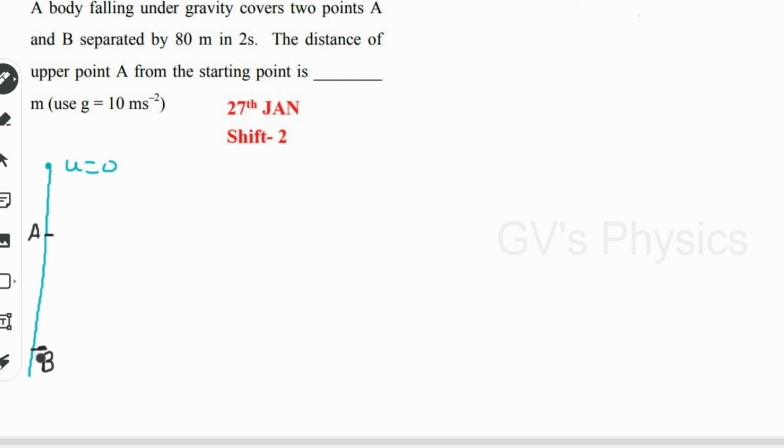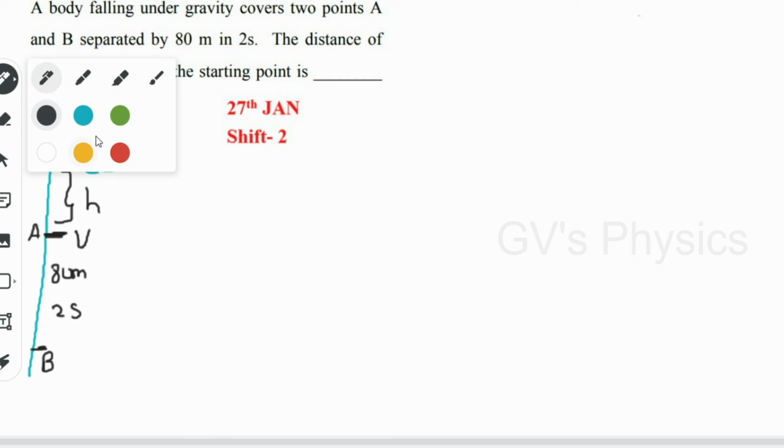Between A and B, you have the distance of 80 meters, which is covered in 2 seconds. They're asking the distance of upper point A from the starting point, this distance, the height h. First we have to find the velocity at point A. Then we can proceed with the problem. The distance between A and B is 80 meters and the time is 2 seconds. So here you have to find the velocity. Let us consider that velocity is V.